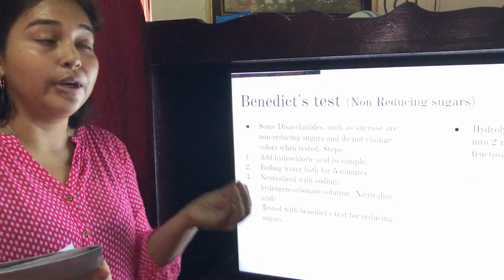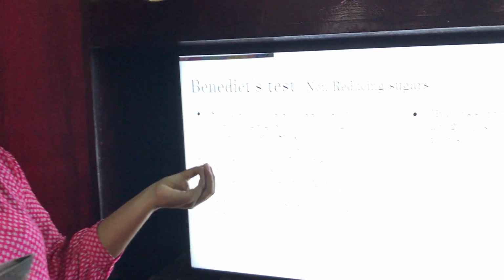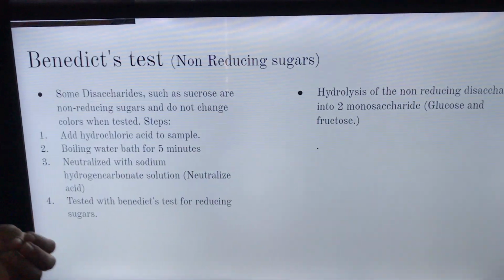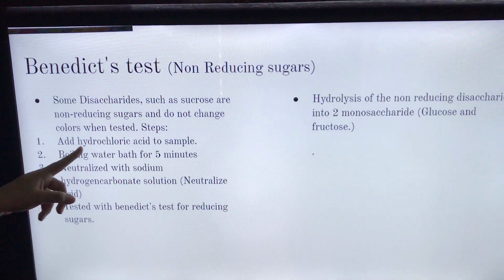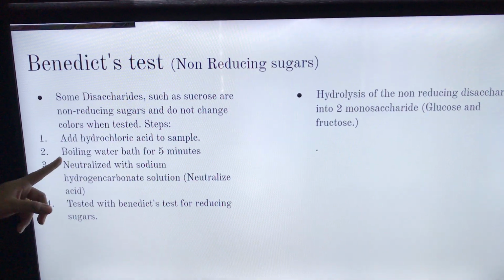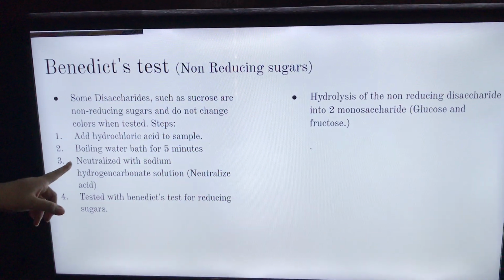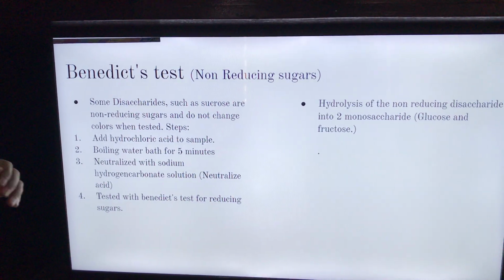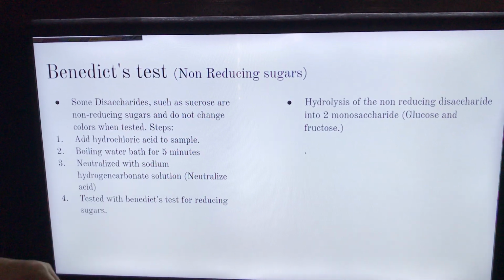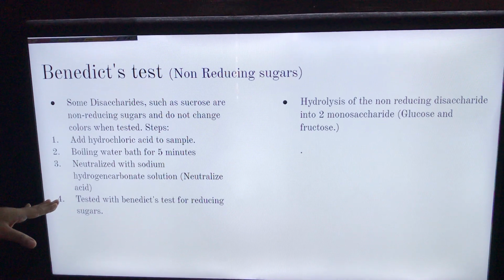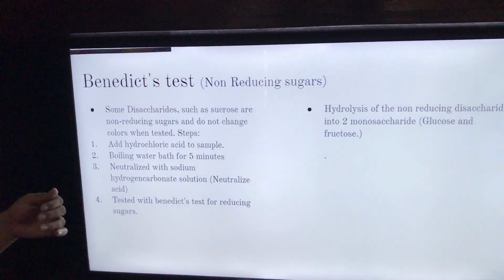Therefore, there are some preliminary steps that need to be taken in order for the disaccharides to be detected when doing the test. So the first preliminary step is you add hydrochloric acid to the sample, and then you add it in the boiling water for 5 minutes, and this is so that you can neutralize the sodium hydrogen carbonate solution. So after you neutralize it, you go ahead and you proceed with the Benedict's test for reducing sugars.